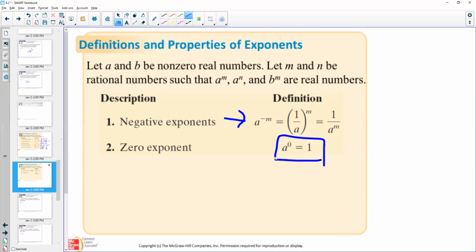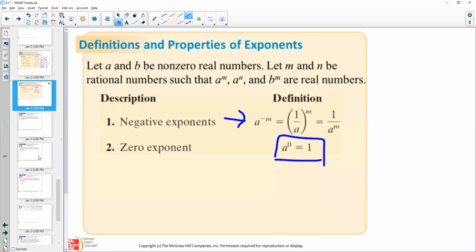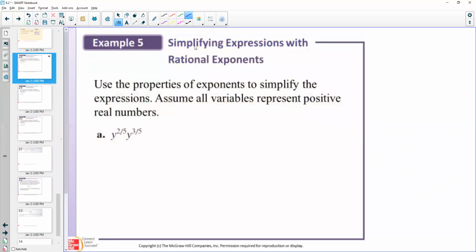Anything to the 0 power is 1. Negative a million to the 0 power is 1. 5 to the 0 power is 1. Anything to the 0 power is 1. Okay? All right. So now let's use our properties to simplify some stuff.